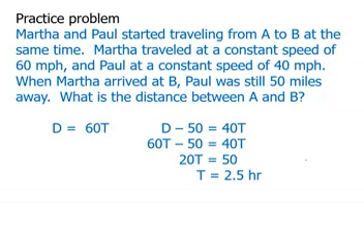Now that we have the value of T, solve for D. Plug this in, it makes sense to plug it into the first equation. D equals 60 times 2.5. Well, 2 times 60 is 120. 0.5, or 1/2 times 60 is 30. 120 plus 30 is 150, and that's the distance.